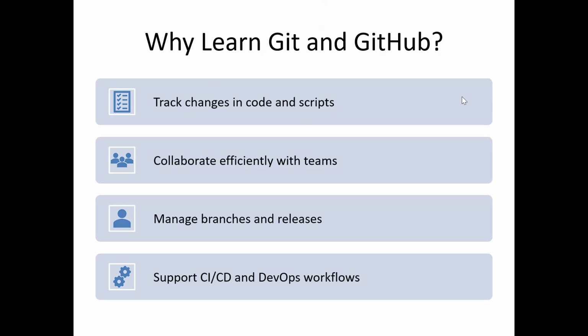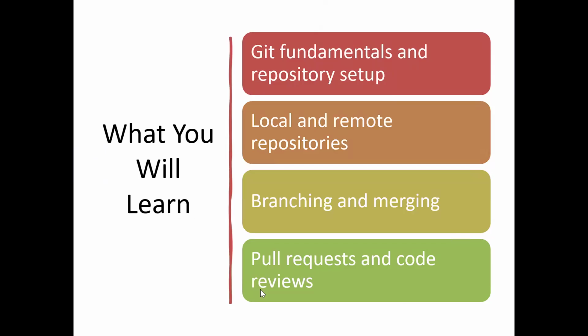So why do we need to learn Git and GitHub? It's a version control system. So you can track the changes in the code and script. You can work with your other team members and you can collaborate efficiently with the teams. You can segregate the code which is submitted by different developers. So you can manage by using branches and releases. If you are in DevOps, then it supports CI/CD pipeline and the DevOps workflow.